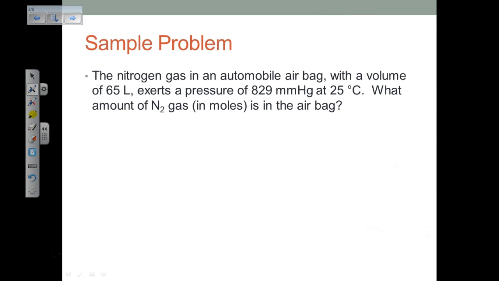So let's do a sample problem of PV equals nRT.